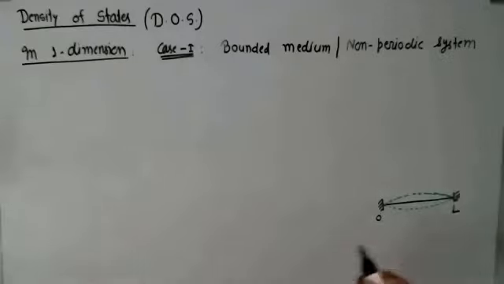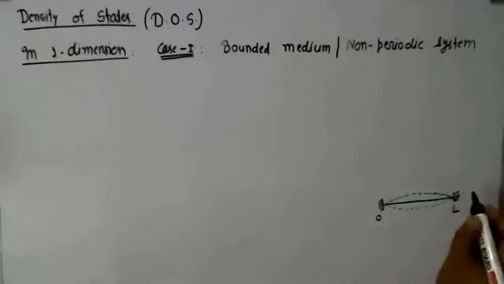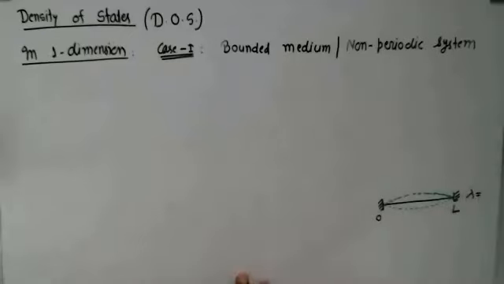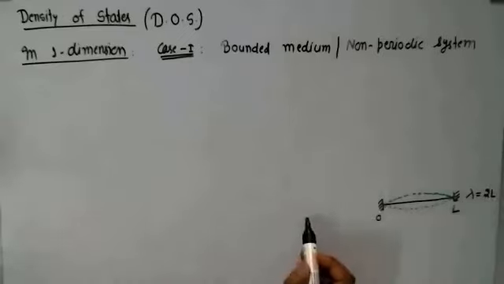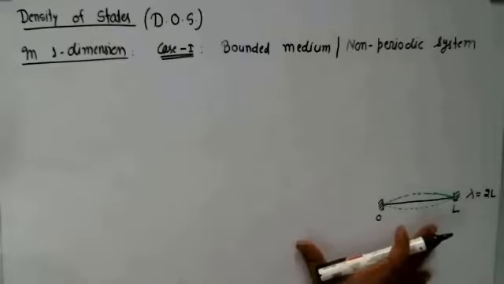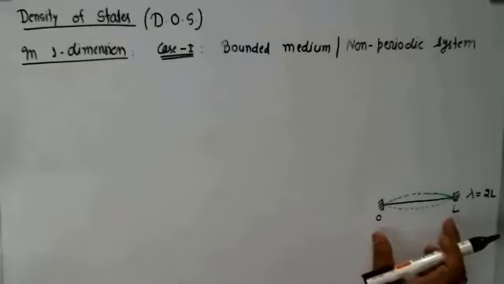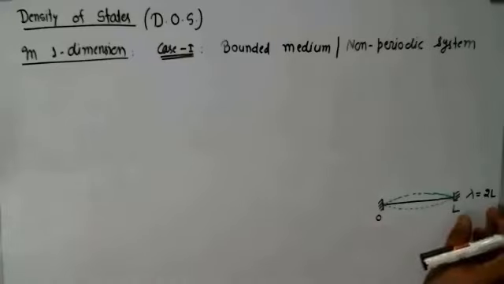Now when the rope is oscillating in this manner, what is the lambda of this oscillation? It will be 2L, because this is just a half wavelength, right? The one wavelength you have to complete this way. So the wavelength will be 2L. So this oscillation produces a wave of wavelength 2L.